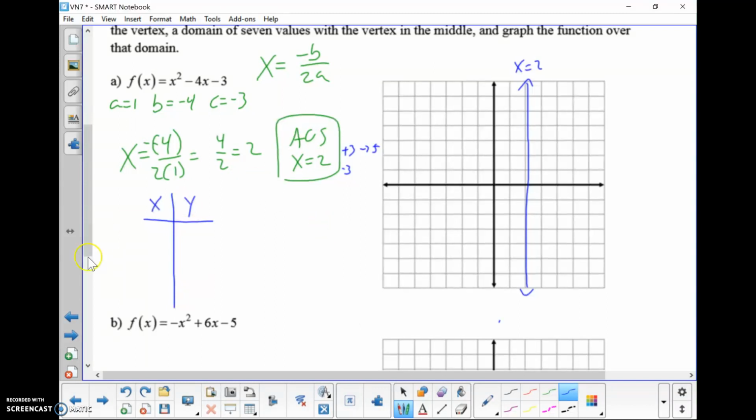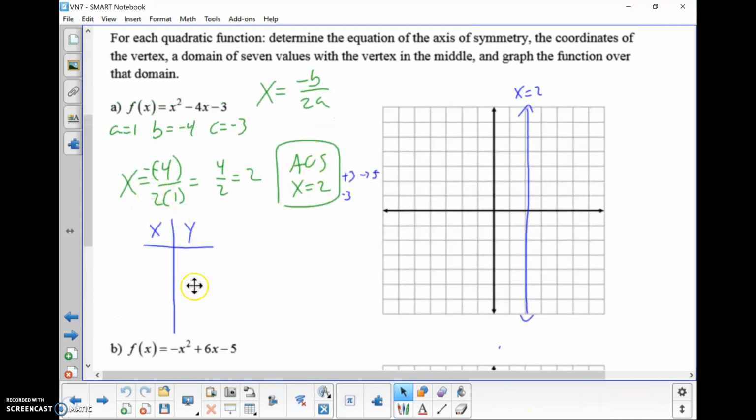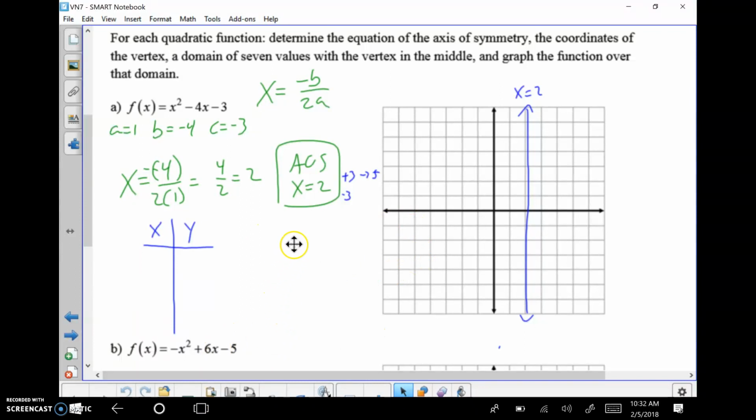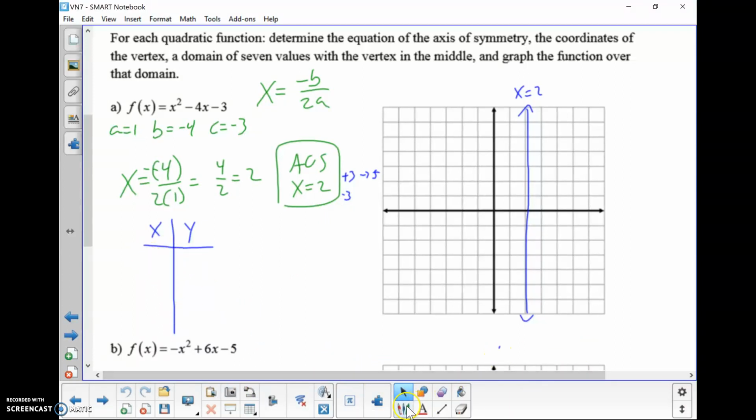Okay, sorry about that. The Bluetooth on my pen is acting up, so I'm going to have to try to finish this video with the mouse. But anyways, if you add 3 to it, we'll get 5. If I subtract 3 from it, it'll be negative 1. And that'll give me an idea of how I should set my table up. We should work starting at negative 1 and going all the way to 5.